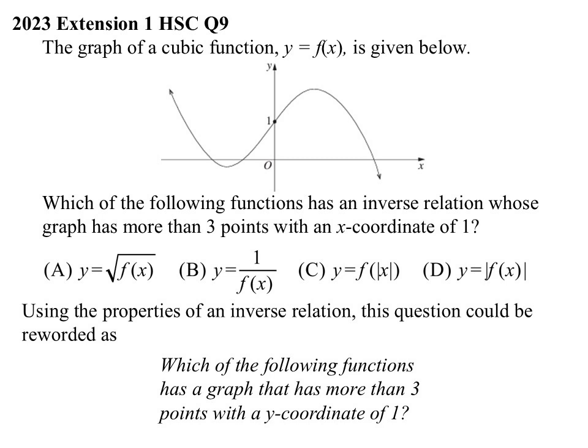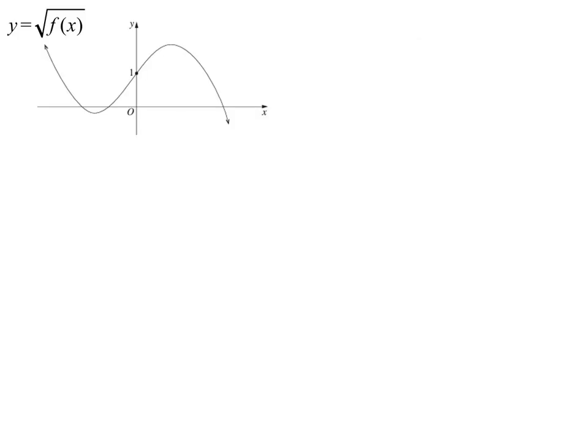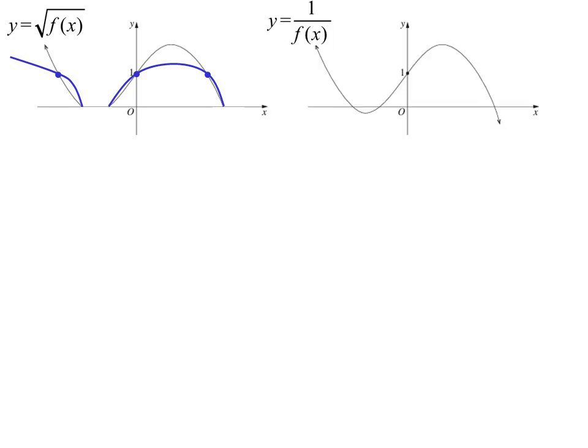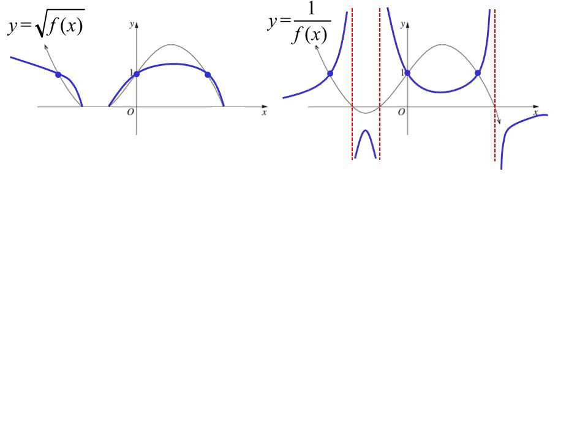So we're simply saying which one of these 4 would have more than 3 points with a y-coordinate of 1. Well, let's look at them. y equals the square root of function x. What did we say about that? Well, we said whatever was below disappears, and then 1 stays as 1. There's the actual picture, but 1 was the key thing. It's got 3 values, so it's not that one. The reciprocal graph, well, drawing those vertical asymptotes, again 1 stays as 1. And if I was to draw that one in, it's got 3.